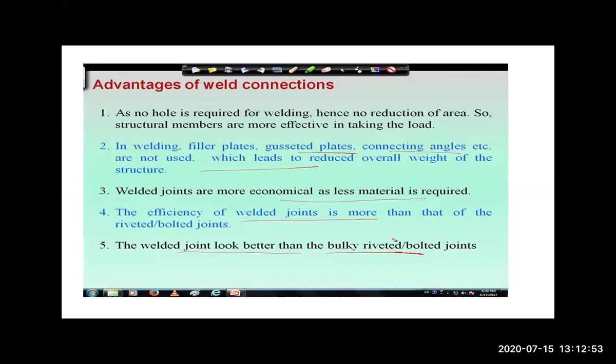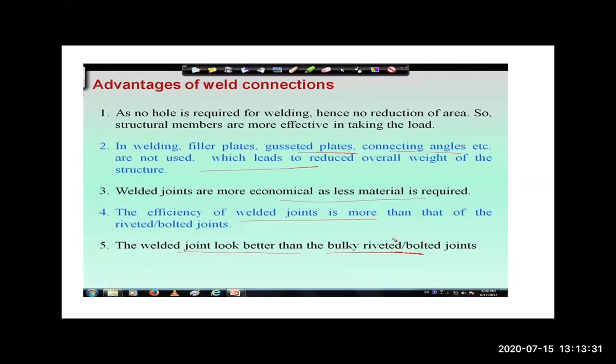Directly we cannot say it is economical, but it is economical because less material is required. If we are welding, the material consumed is only the rods. You have seen the rods at the time of welding. So less material is consumed. If we think about material consumption, this is more economical as compared to the bolted or riveted connection. Are you getting? This is the third advantage: a welded joint is more economical as less material is required.